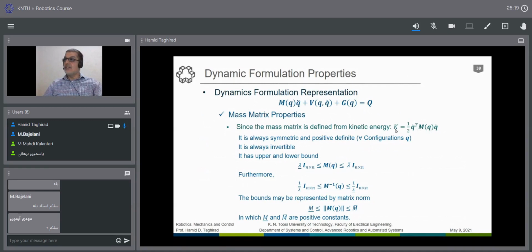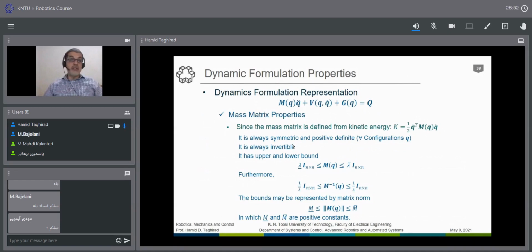Since the kinetic energy comes from the quadratic form of the mass matrix times q dot, and K is always positive, the mass matrix is always positive definite. This is very important, as we see in the next slide, for computer simulation. What does it mean?